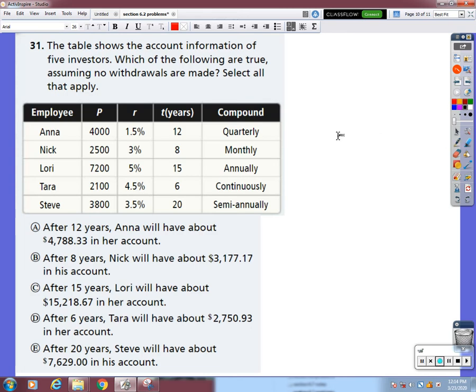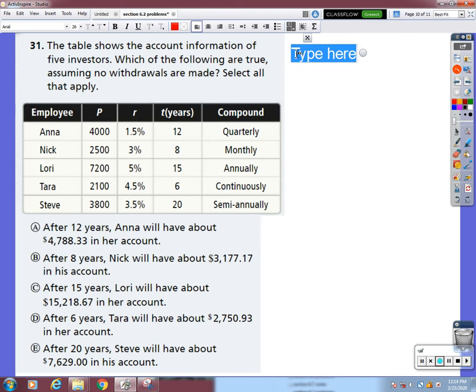Ooh, this looks tricky. All right, the table shows the account information of 5 different investors: Anna, Nick, Lori, Tara, and Steve. Which of the following are true, assuming no withdrawals are made? Okay, so this says after 12 years, Anna will have about that much in her account.